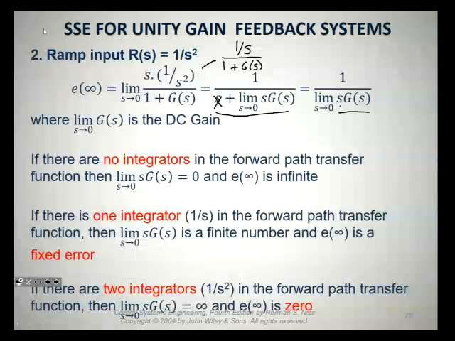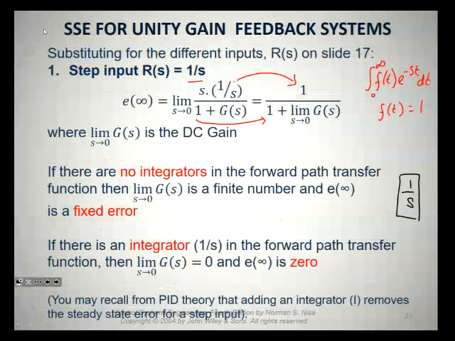So for a ramp, if you've got no integrators in the forward path, you're going to get an infinite error. So if there's no integrators in the system, you'll get an infinite error to a ramp input. If there's one integrator, then you get a finite error, so an error that just stays the same, no matter how long you leave the system running for. And if you've got 2 integrators, you get an error of 0. I don't think I went through that with the other one, but for a step, if there's no integrators, you get a fixed error. If there's one integrator, you get 0. You know that already. Okay.